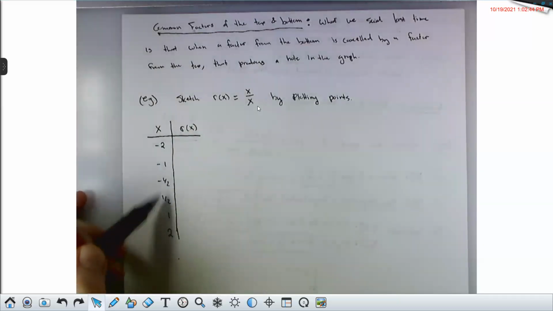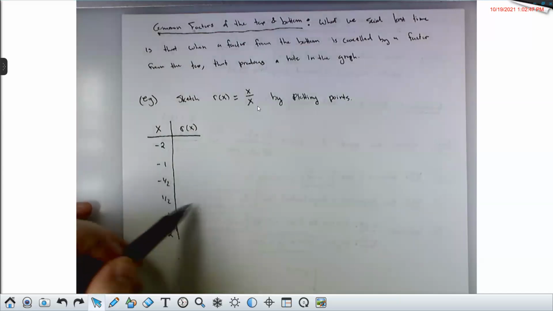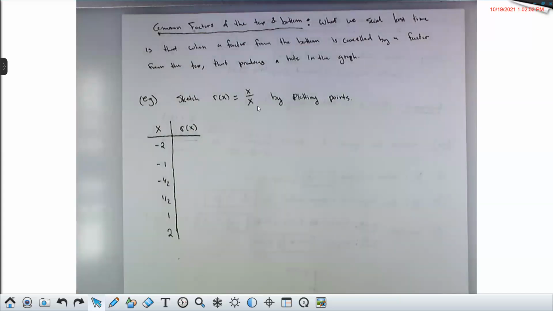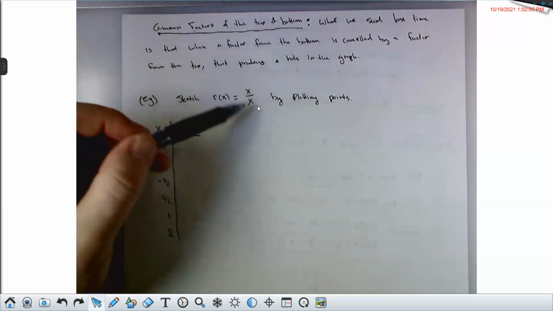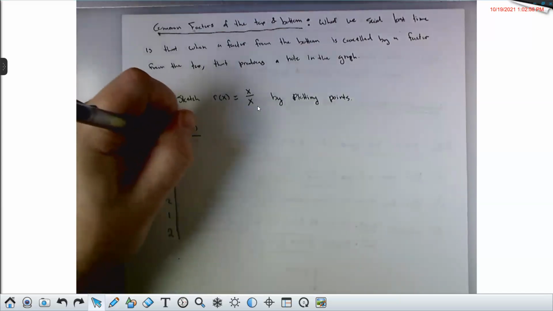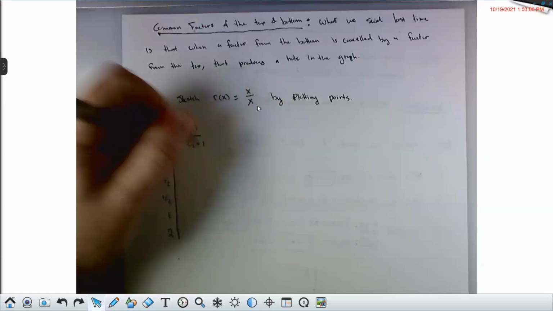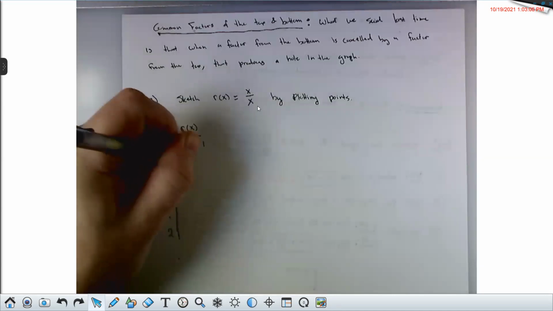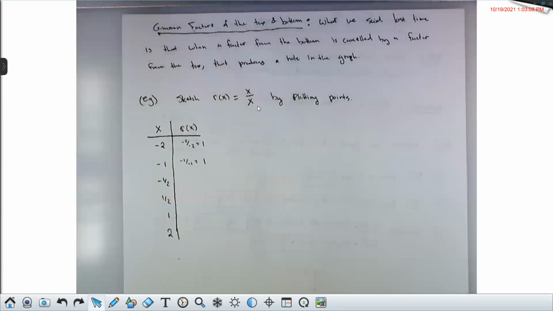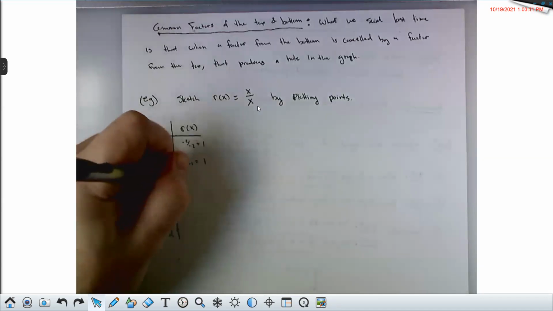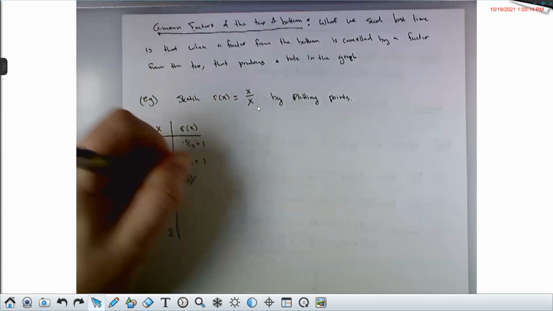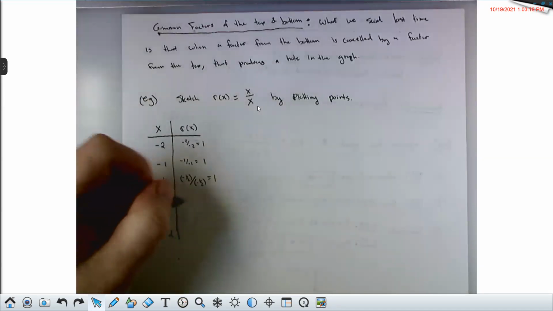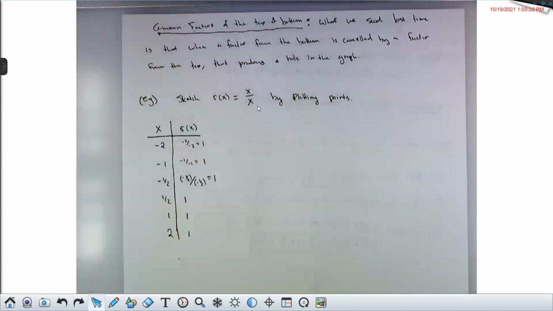So like -1/2 and 1/2, I would expect the outputs here to be very, very big, right? Getting big in here. What do we get? Well, if I plug -2 in, I get -2 over -2. And that's 1. If I plug -1 in, I get -1 over -1, which is also 1. If I plug -1/2 in, I get -1/2 divided by -1/2, which is also 1. In fact, I get 1 for all of these.